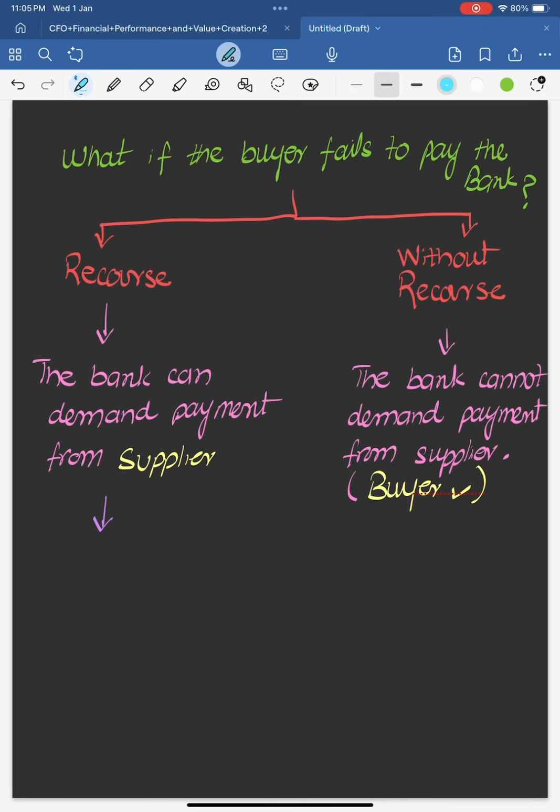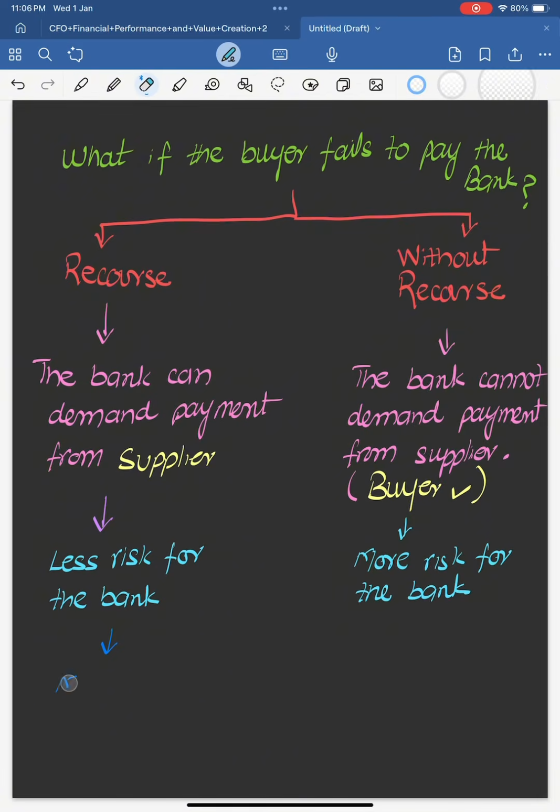Naturally, what that means is that with recourse, factoring is less risky for the bank, right? Because they have a second option to go to the supplier. And the opposite, without recourse, is more risky for the bank. What that means is that with recourse, naturally, is less costly in terms of a lower interest percentage, lower cost. And the opposite, of course, is true for without recourse.